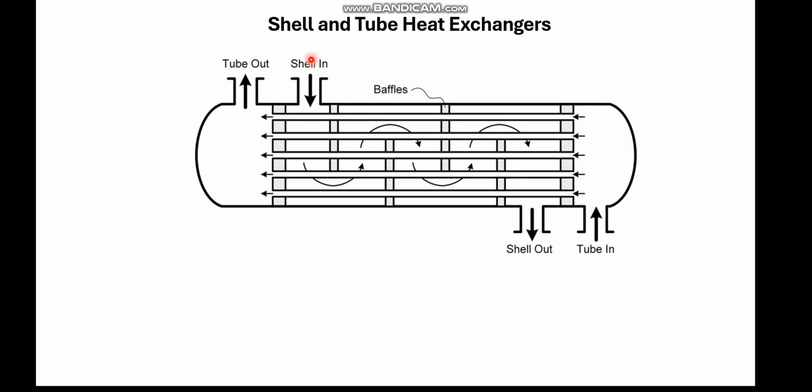One of the fluids, say the hot fluid, moves in the shell along this path, and the cool fluid enters into the tubes. So the hot fluid thus transfers its heat to the cool fluid, and then it is collected here. Similarly, the cool fluid which moves in the tubes receives heat from the hot fluid and thus is collected here. These are called baffles. They are installed to support the tubes, and they also cause turbulence for better heat transfer.